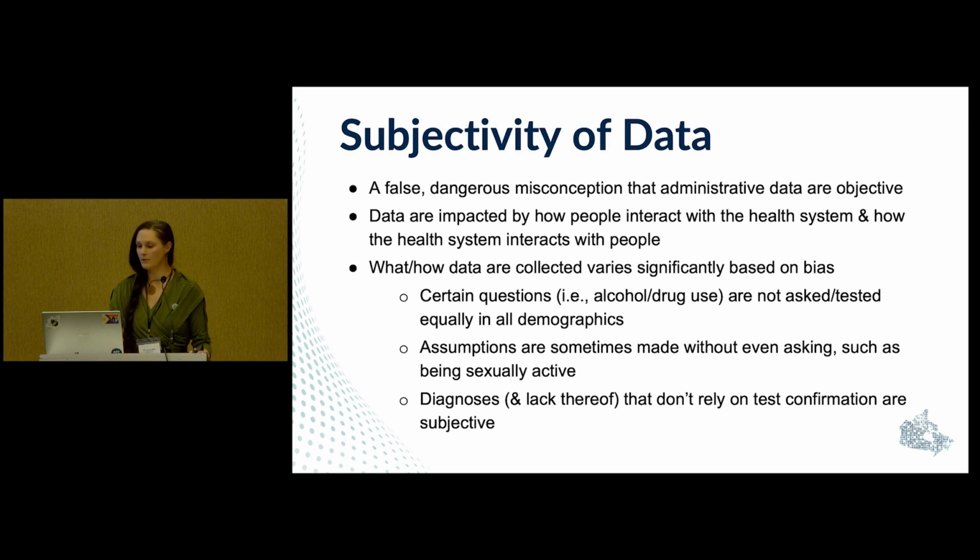As an example, we know that alcohol and drug use is not asked about or tested equally among all demographics. This results in one demographic having their data disproportionately reflect alcohol or drug use, when in reality, alcohol and drug use probably isn't that different between the two data sets.